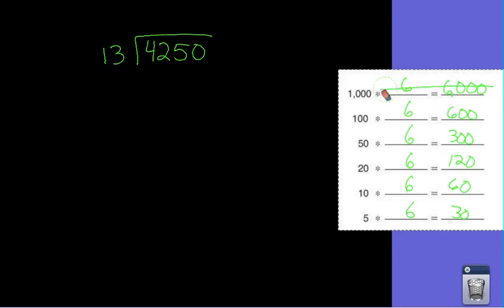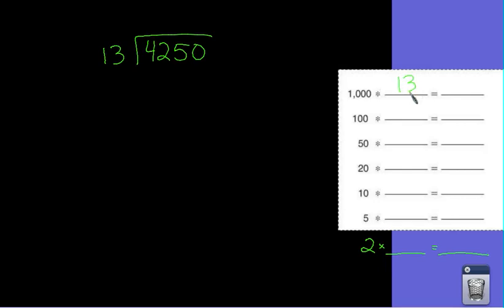Got my chart over here. With a single digit divisor, I typically would just stick with this chart. But once we get to a double digit divisor, I'm going to add a number. I might want to add more, but I'm definitely going to add 2 to my chart. So we'll have 13 in all of those spaces. 2 times 13 is 26.